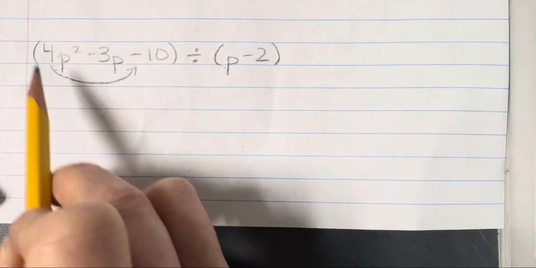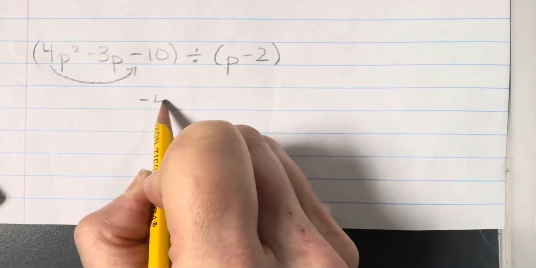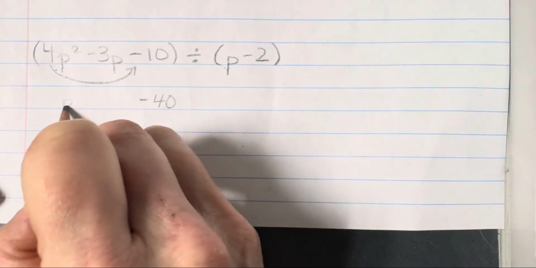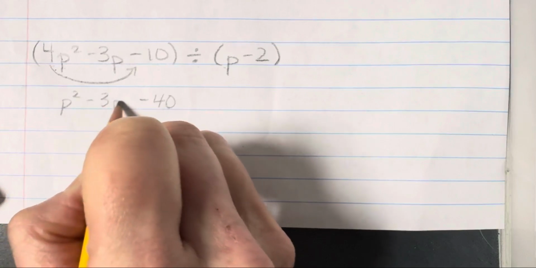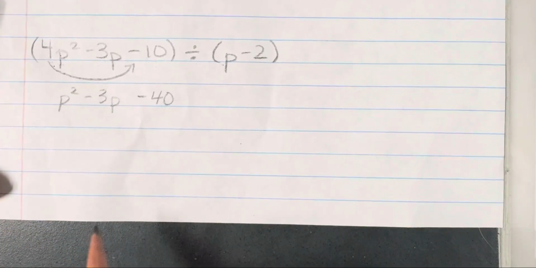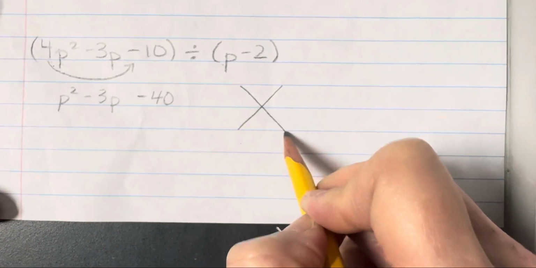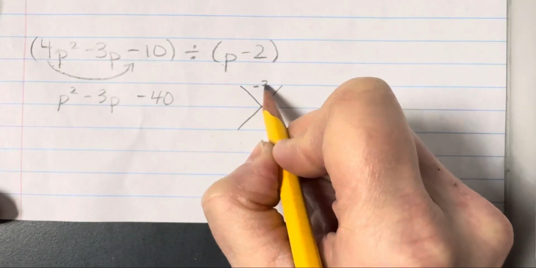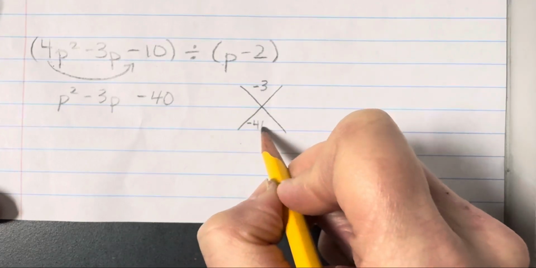So a times c, 4 times my negative 10, gives me my negative 40. I still have my p squared minus 3p, and I'm going to factor it like I normally do. If you're someone who prefers the cross method, perfectly fine. Put your sum of negative 3, your product of negative 40.